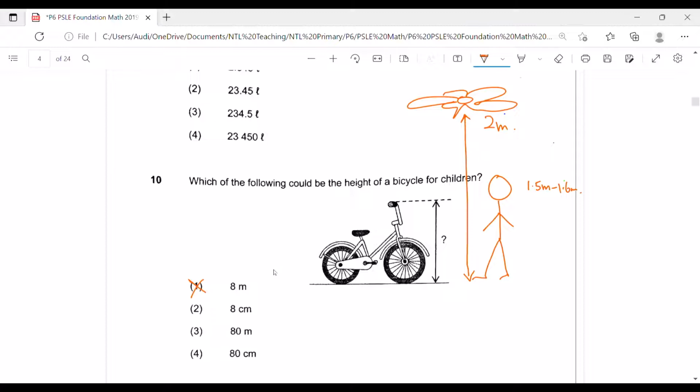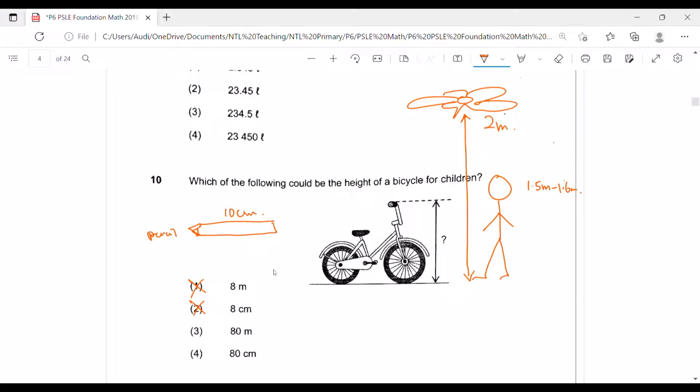Can it be 8 cm? How big is 8 cm? Your ruler, if you look at your ruler, the small one is about maybe, we don't use a ruler. Your pencil, okay, a normal pencil, that's about maybe 10 cm. This is a pencil and it's about 10 cm. So we know the bicycle cannot be 8 cm.